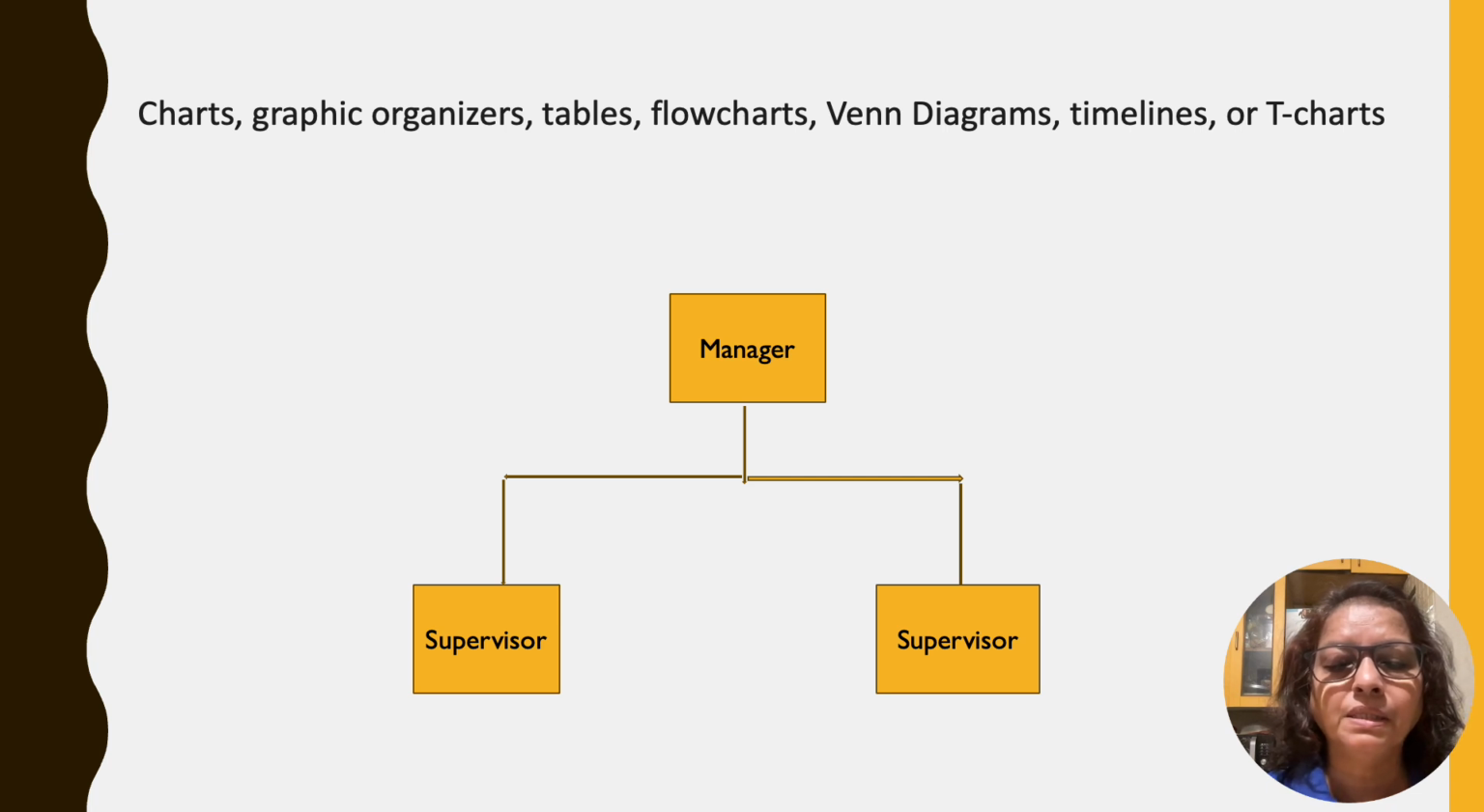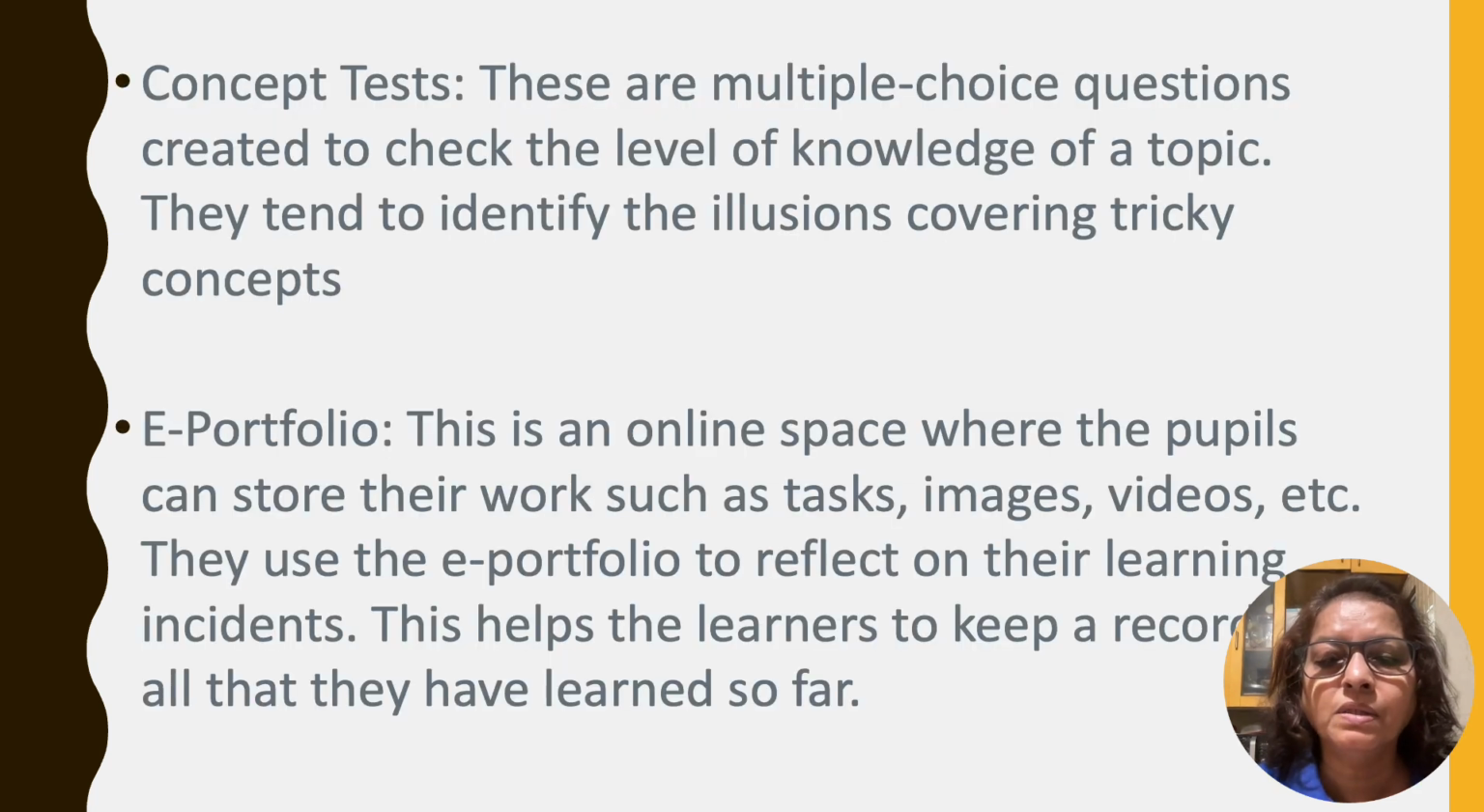Below there's a manager, and under him maybe a supervisor for production and a supervisor for marketing. Now under this supervisor there may be other people, but this is essentially a concept map. It helps to understand because a picture speaks more than words. Concept tests are multiple choice questions created to check the level of knowledge of a topic. They tend to identify the illusions covering tricky concepts.